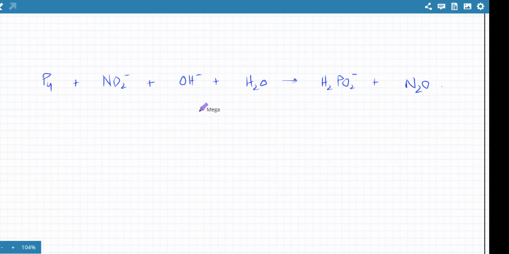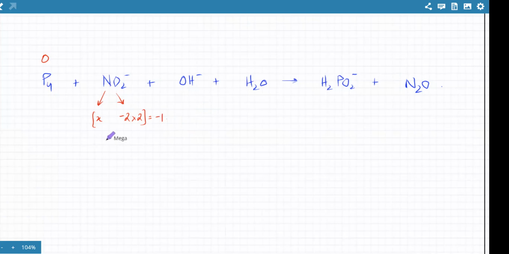Remember, the first thing when you're trying to balance a redox equation is to figure out the oxidation states of all the elements. So phosphorus is a neutral element, so that's 0. You can figure out the oxidation state of N and O. O you already know, that's -2. N you have no idea, so that's taken as X. And there are two oxygens, so that's -2 times 2. And the individual charges must add up to -1.